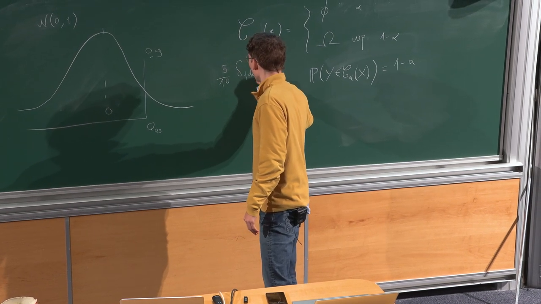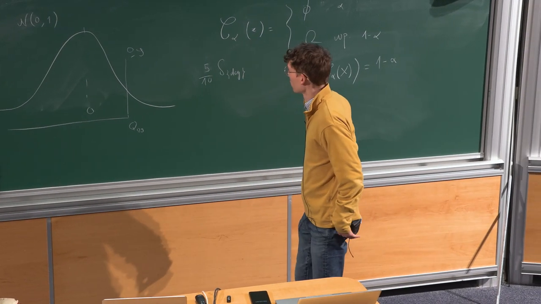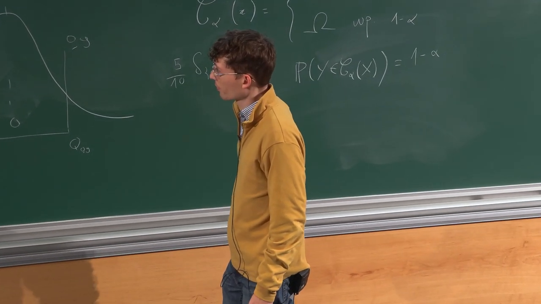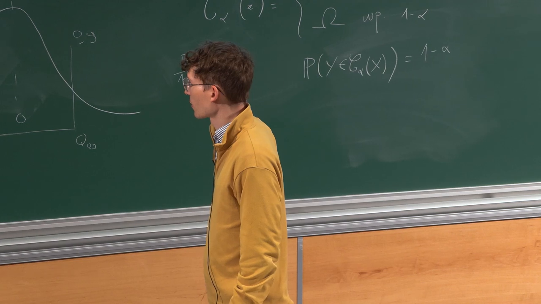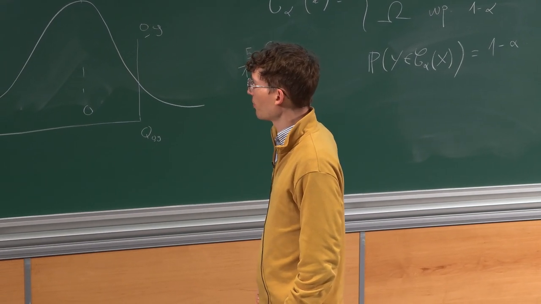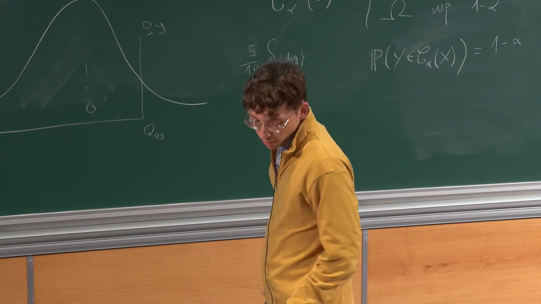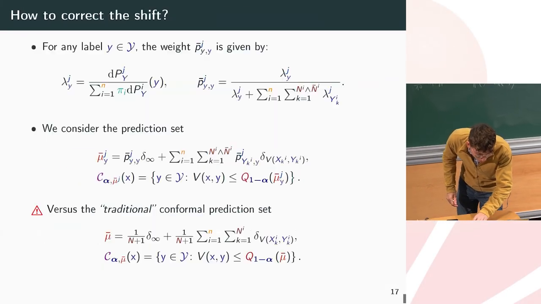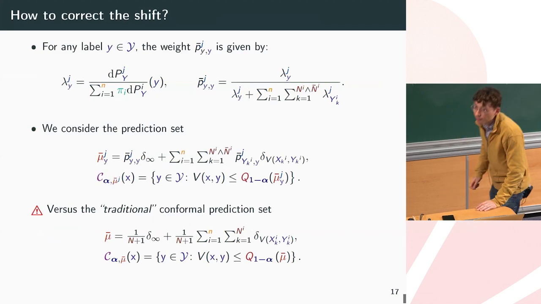Sorry to interrupt, but just to understand more precisely. So the way you try to correct this is you try to construct kind of a generic model and then apply it to different clients. Yes, you are right. Here it's the weight, the aggregated one, right?